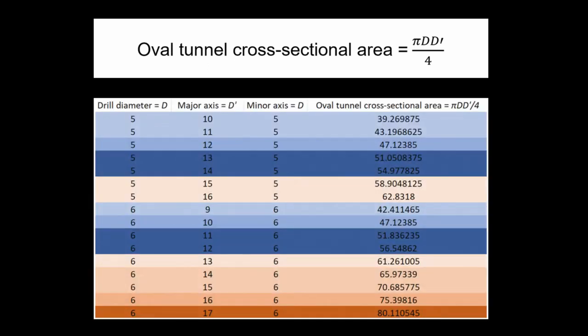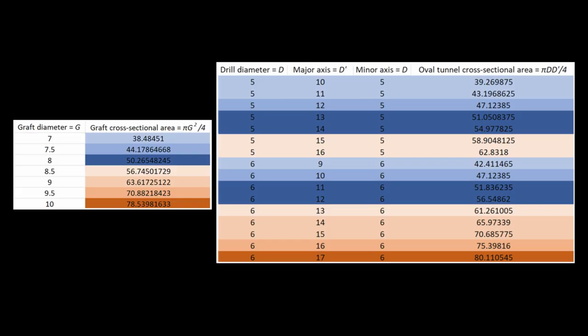The drill is only tilted in one direction, and thus the minor axis is equivalent to the drill diameter. For every major axis, which we identify as capital D dash, the corresponding oval cross-sectional area is calculated using the formula shown on the screen. Using this formula, we have this other table which lists the different calculated oval cross-sectional areas for each corresponding drill diameter. And using these two tables, we can now identify the appropriate drill diameter to use and how much to tilt the drill to make an oval tunnel.